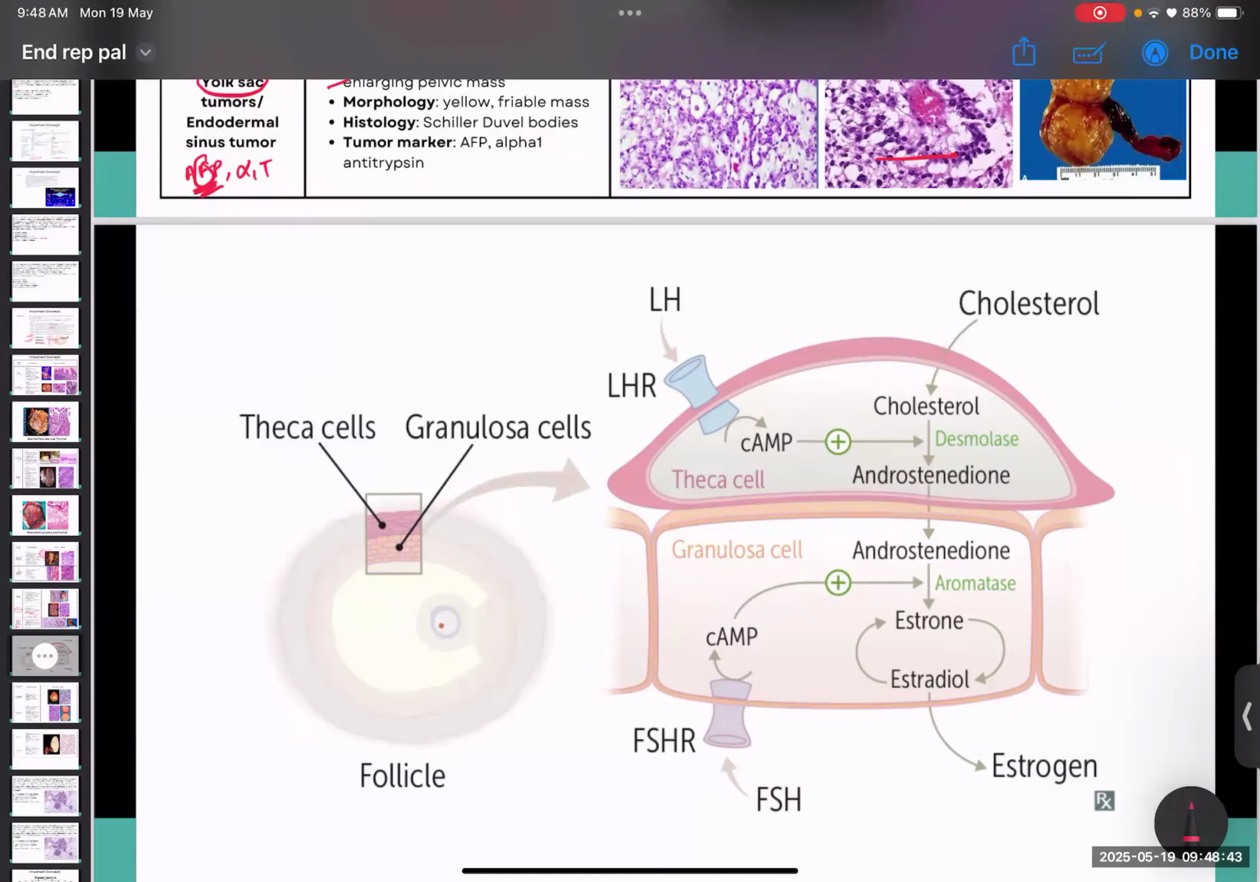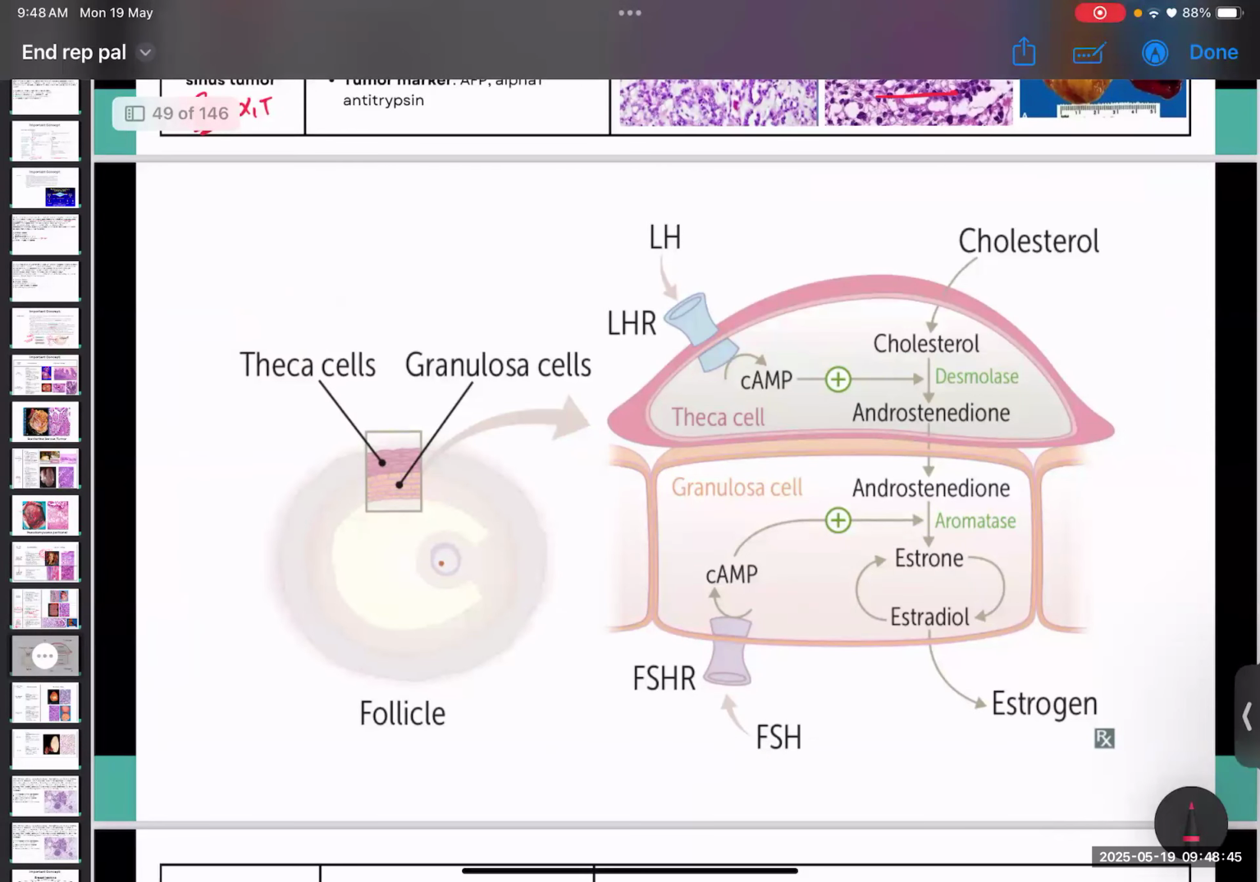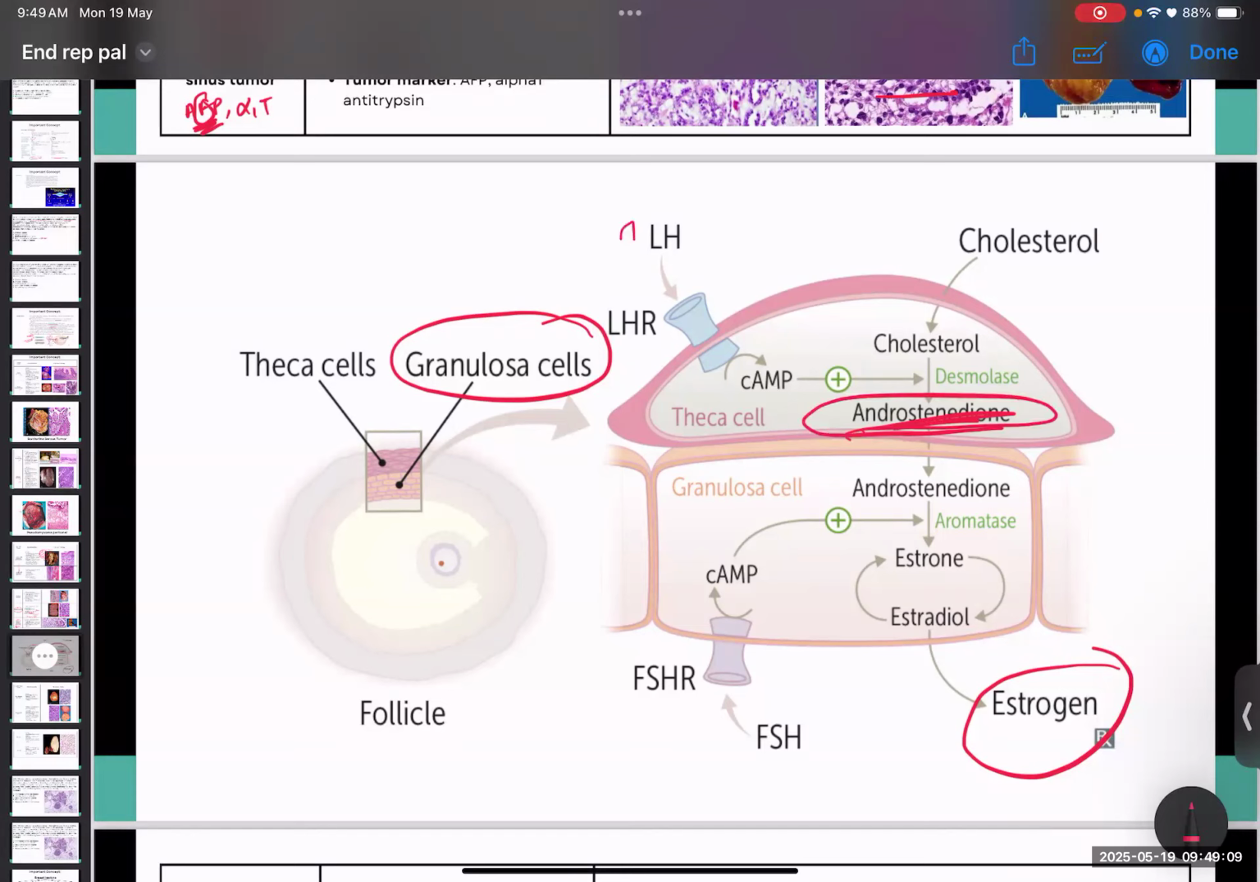Now, coming to your sex cord stromal tumors, these are usually arising mostly from the granulosa cell. And we know the granulosa cell is mainly responsible for producing estrogen because FSH acts upon that granulosa cell to convert the androstenedione to estrogen, and then LH acts on the theca cells to produce androstenedione, which is why in PCOS the whole imbalance leads to a lot more androstenedione production because there's a lot more LH. Anyway, I went off on a tangent there, but just know that granulosa cells produce estrogen.